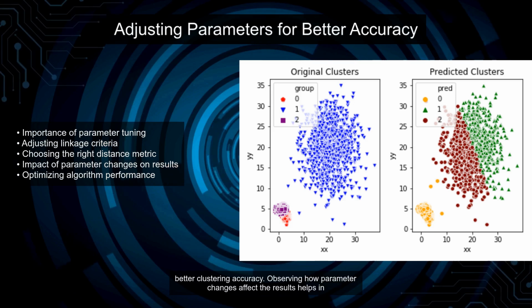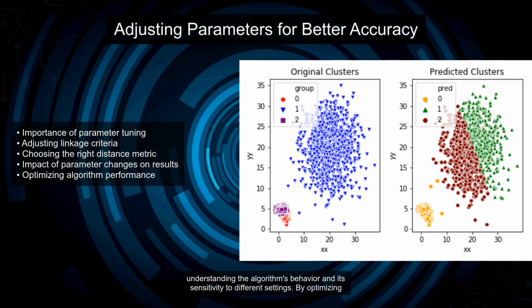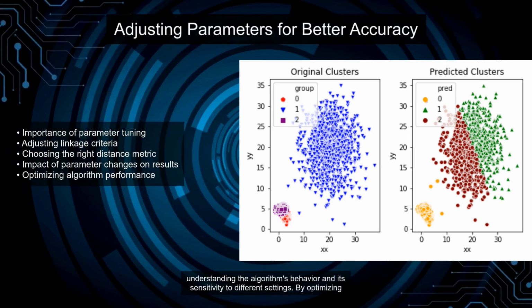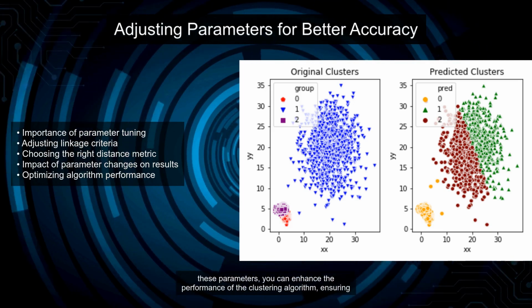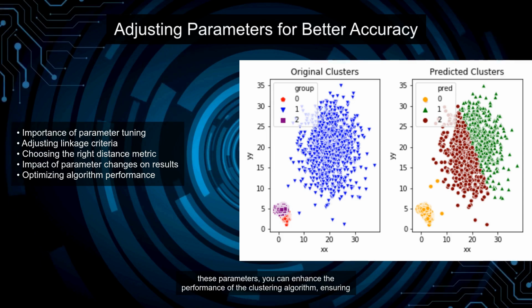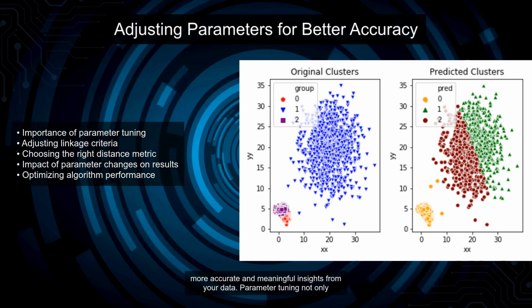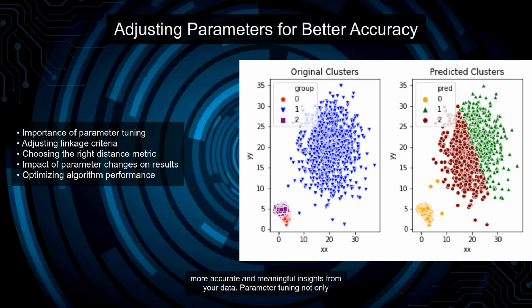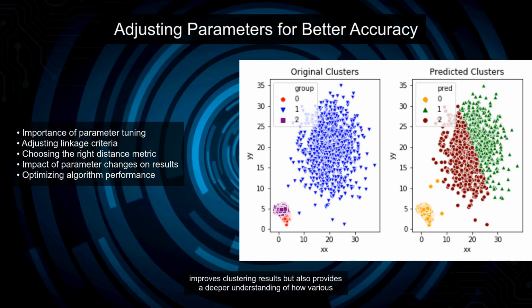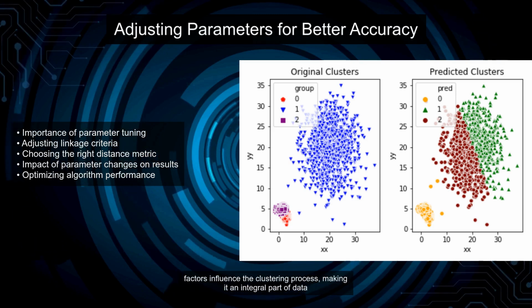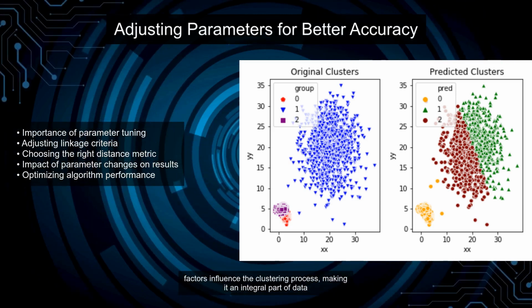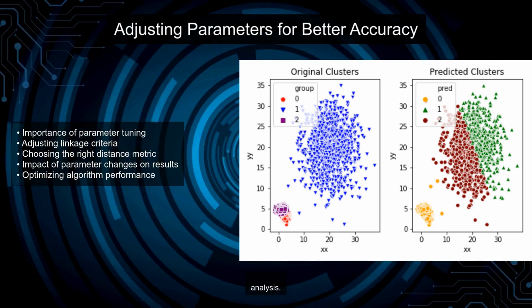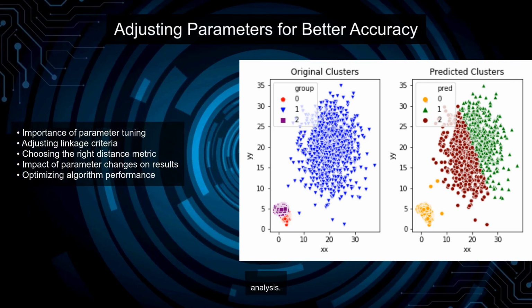Experimenting with different combinations of these parameters can lead to better clustering accuracy. Observing how parameter changes affect the results helps in understanding the algorithm's behavior and its sensitivity to different settings. By optimizing these parameters, you can enhance the performance of the clustering algorithm, ensuring more accurate and meaningful insights from your data. Parameter tuning not only improves clustering results but also provides a deeper understanding of how various factors influence the clustering process, making it an integral part of data analysis.